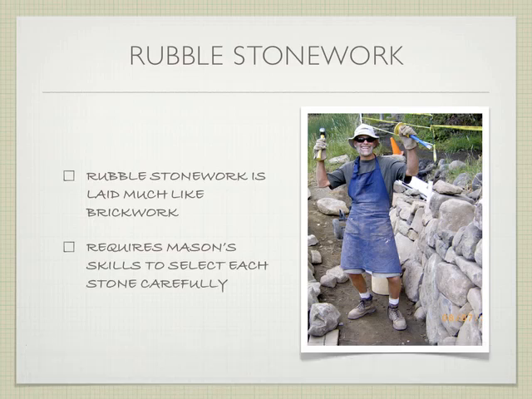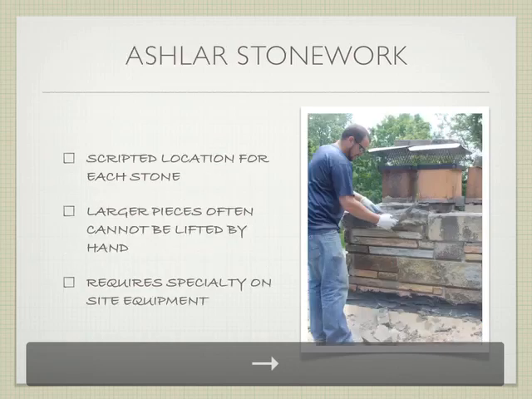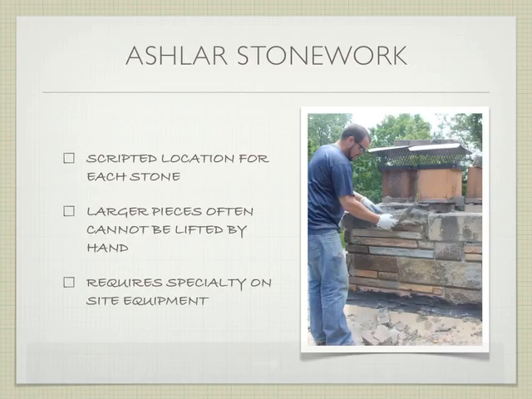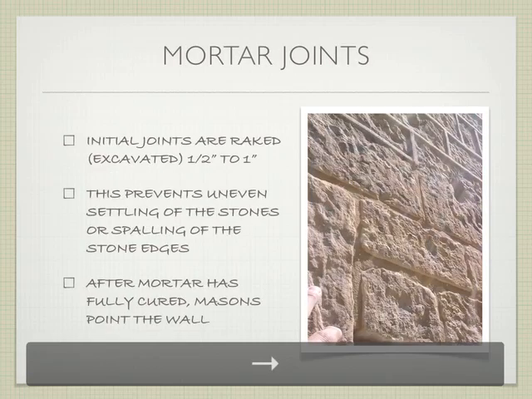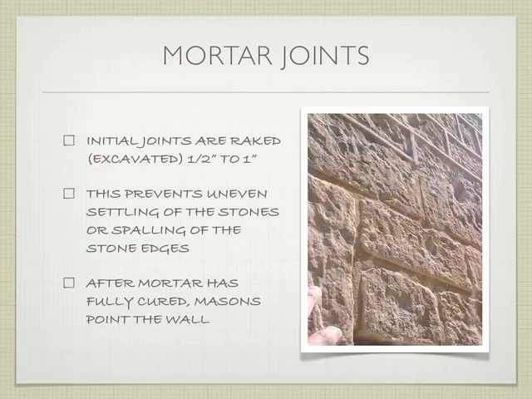So rubble stonework is laid much like brickwork, right? It requires the mason's skills to select each stone carefully and decide where it belongs, right? And so depending on the skill of the mason, the wall is going to turn out better or worse. Ashlar stonework is scripted in terms of where it goes, with larger pieces, and again, this is part of the ashlar look of a building. They might be too big for a person to lift easily, so you might have to have some special equipment on site to help you lift these stones into place, because they're manufactured, they're made bigger, right? So that can end up costing a little bit more, okay?